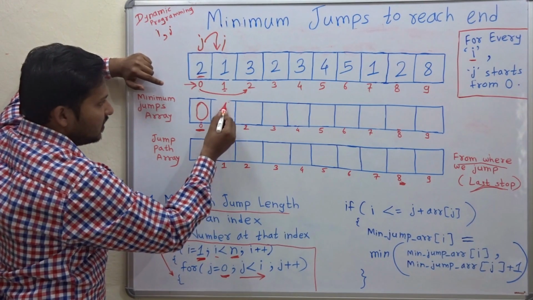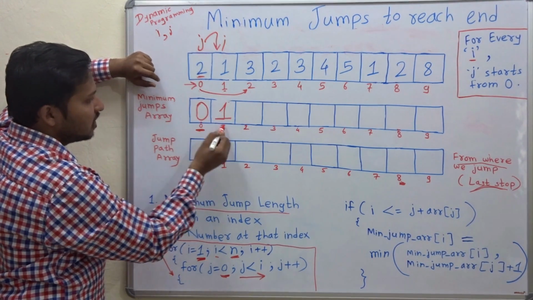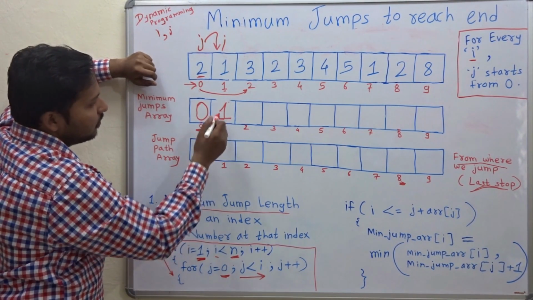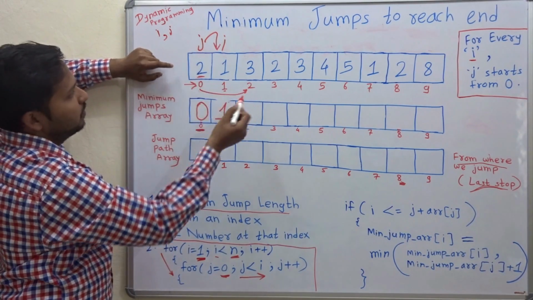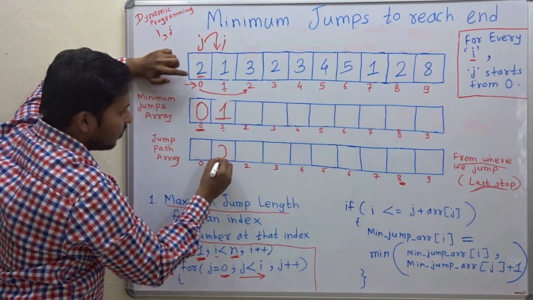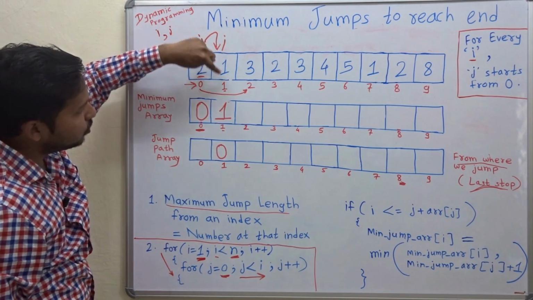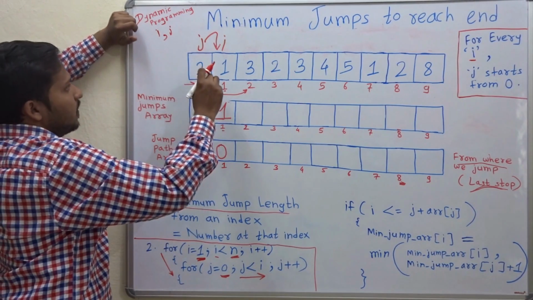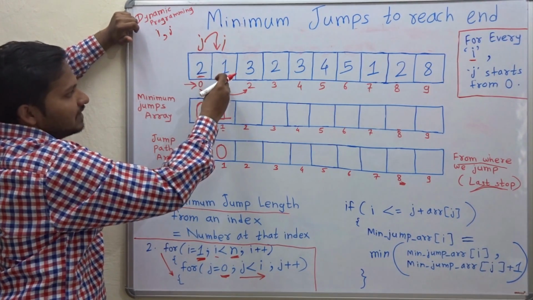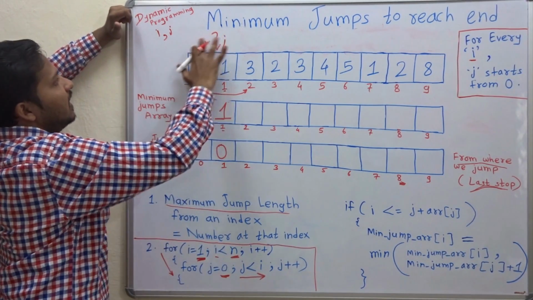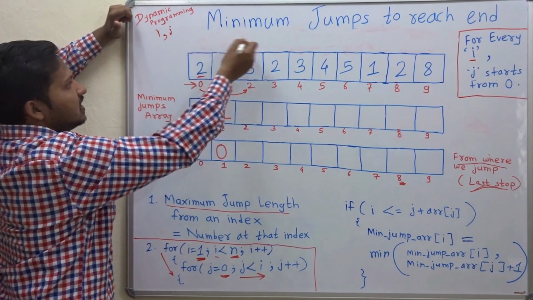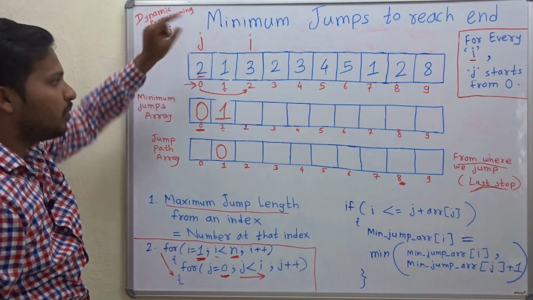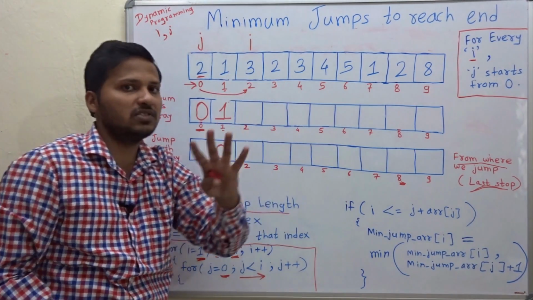And see, so we write it here 1 as the minimum jumps needed to reach index 1, and in the jump path array we write from where we jump. So from where we jump? From 0. We jump from 0 to 1 to reach index 1. Now, as the computation for index 1 is over, let's increment I and j again starts from 0. You will perfectly understand as we go further.